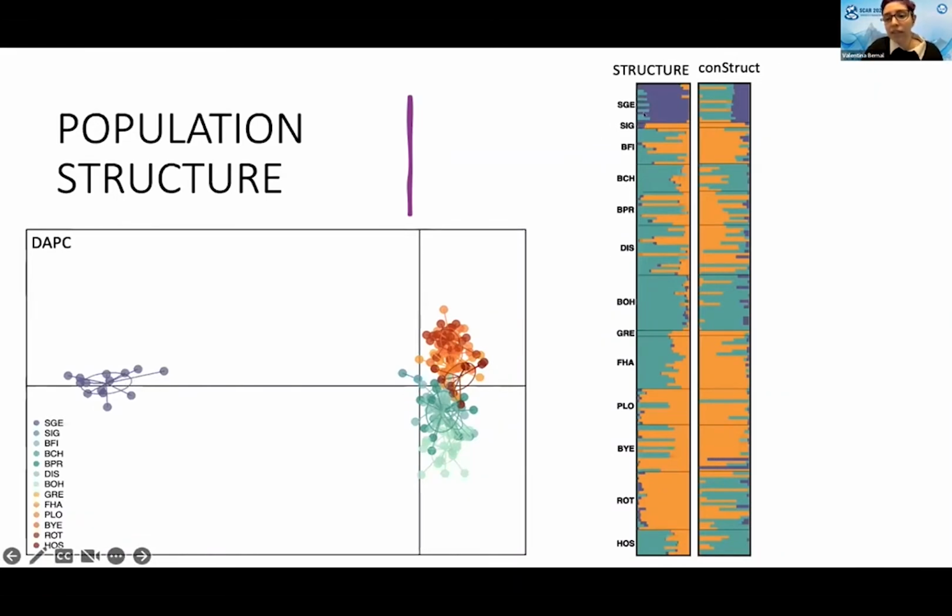In another analysis, we also made a structure analysis that also differentiates South Georgia from the samples in the West Antarctic Peninsula. But we can also see some genetic exchange between individuals. This is why we have different colors in the different populations here. So this analysis can also differentiate South Georgia.